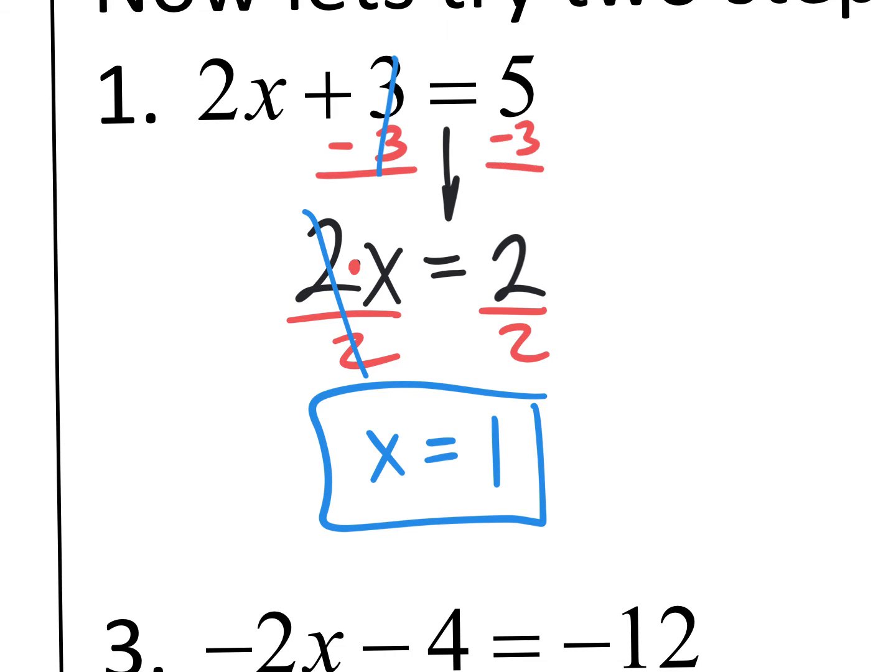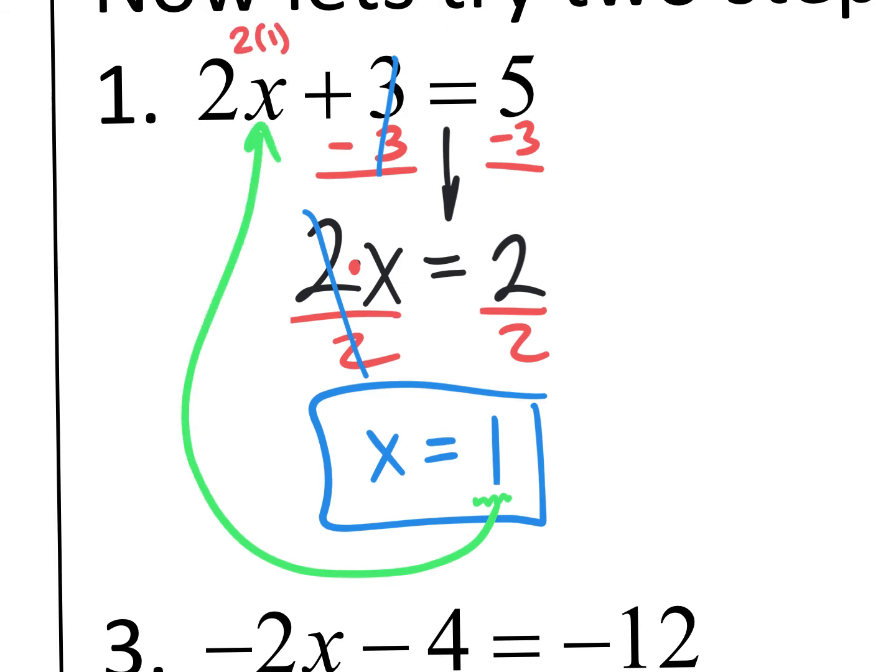If you wanted to double check it, all you've got to do is take your answer, x equals 1, and actually plug it right in there. And what we would have is 2 times 1, which is 2, plus 3. That really does give us the 5. That's what we call double checking, right?